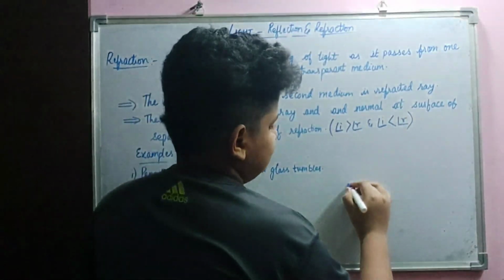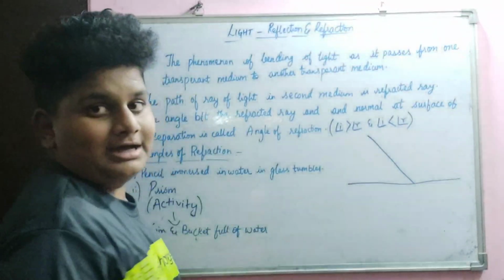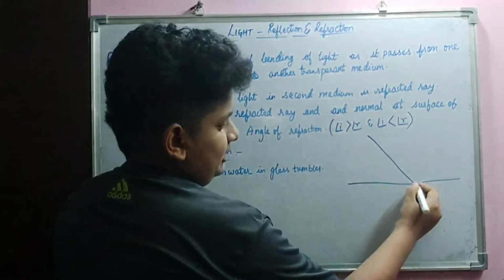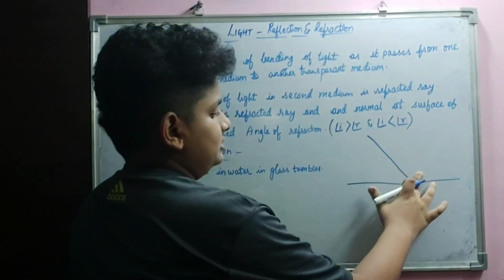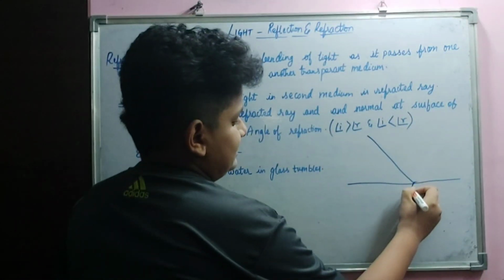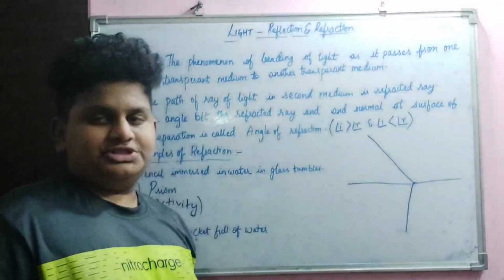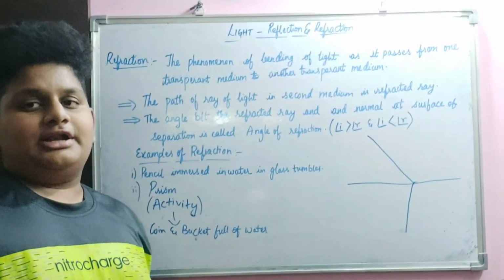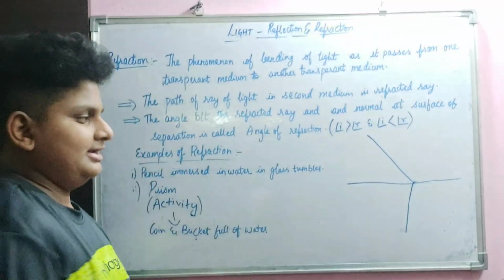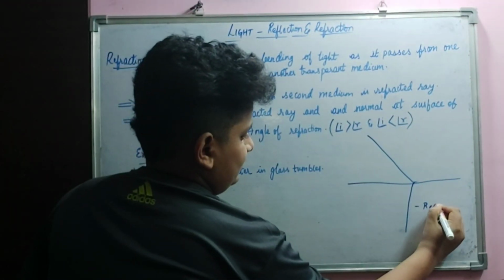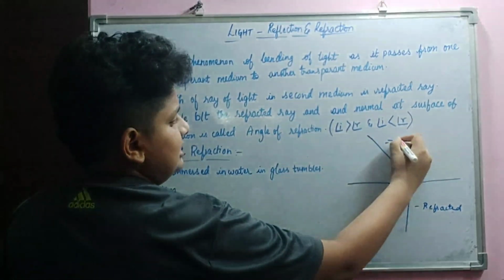If this is a medium and you pass a beam of light like this, if it is reflected, it would go like this. But here it is refracted and it will go like this. It will not be parallel to the incident ray. It will always be bent slightly to the other side from the incident ray. Here, the path of the ray of light in the second medium is the refracted ray. This is the refracted ray, and this is the incident ray.